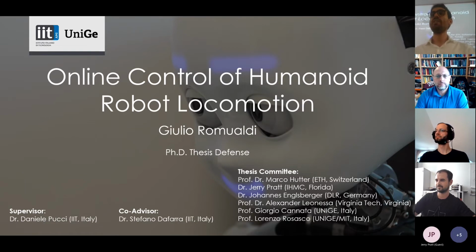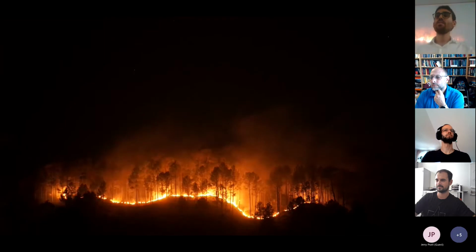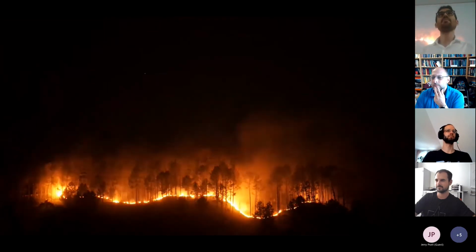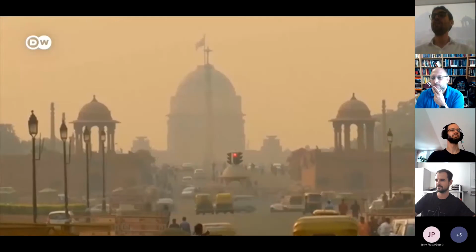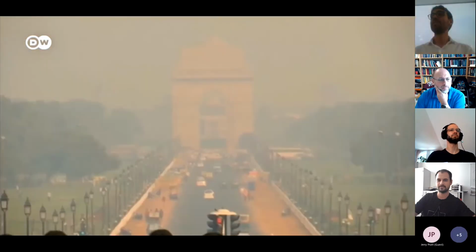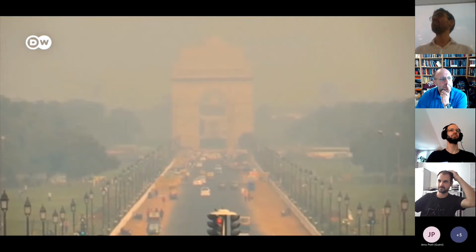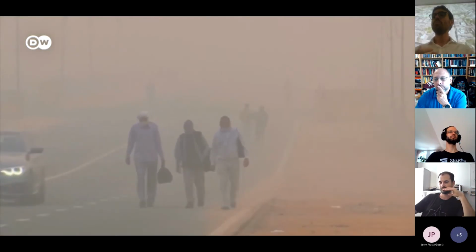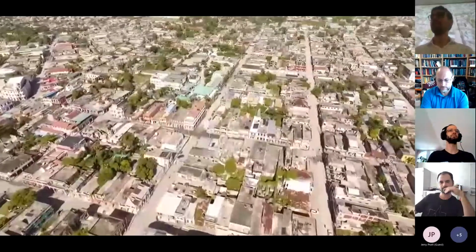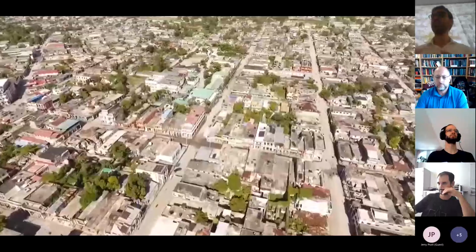Before entering into the technical details, I would like to present two examples where humanoid robot locomotion plays a crucial role. We are living in an era characterized by disaster scenarios, and every day human beings have to face fire, flood, and earthquake, and in this context an experienced worker can help. But unfortunately, human beings are not allowed to operate safely due to the hazardous conditions of the environment.